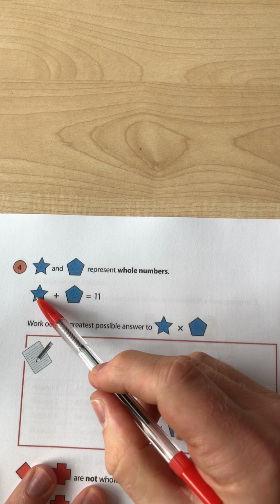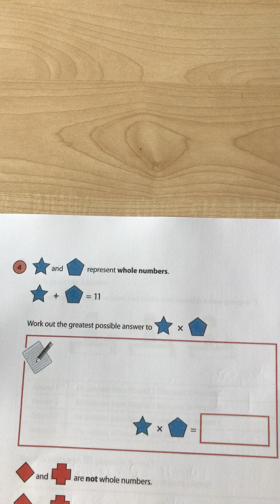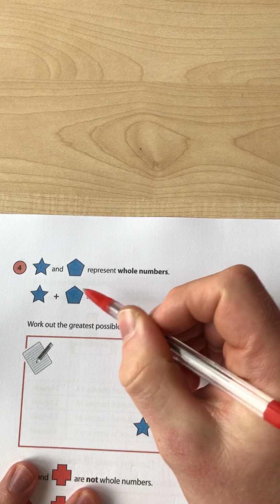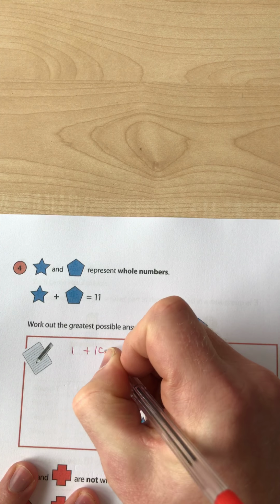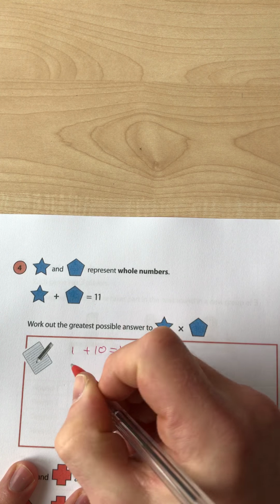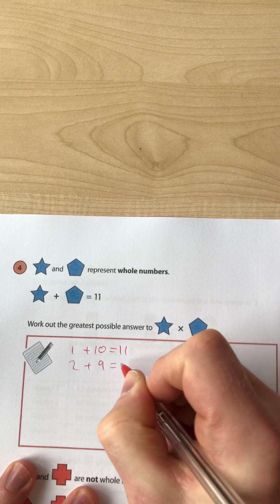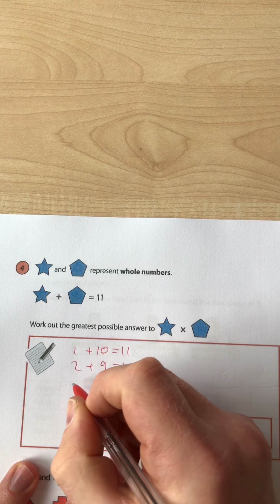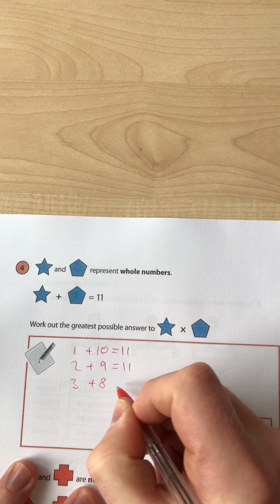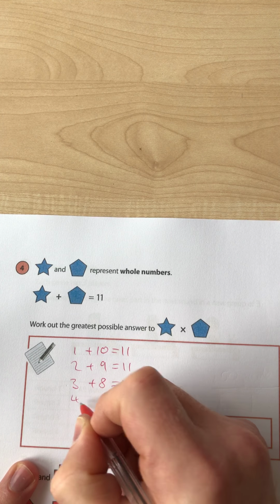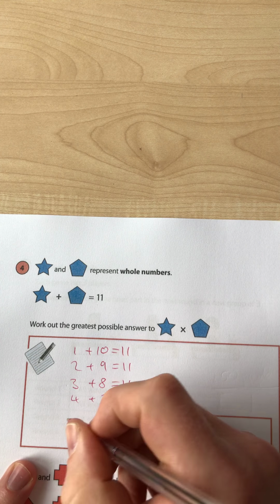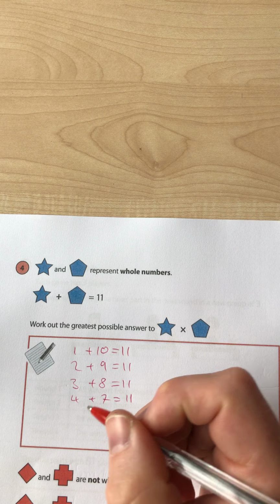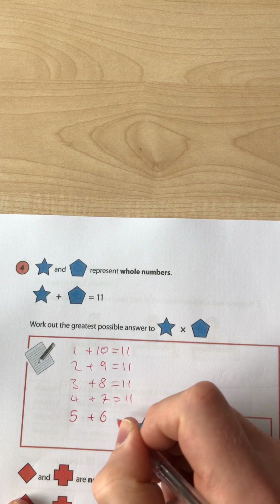So for this question, because they're different shapes, they've got to be different numbers. So I'm going to write down all the numbers we can add to get to 11 first. So we could have 1 and 10, which is 11. We could have 2 and 9, which is 11. We could have 3 and 8, which is obviously 11. We could have 4 and 7, which is 11. Or we could have 5 and 6, which is 11.